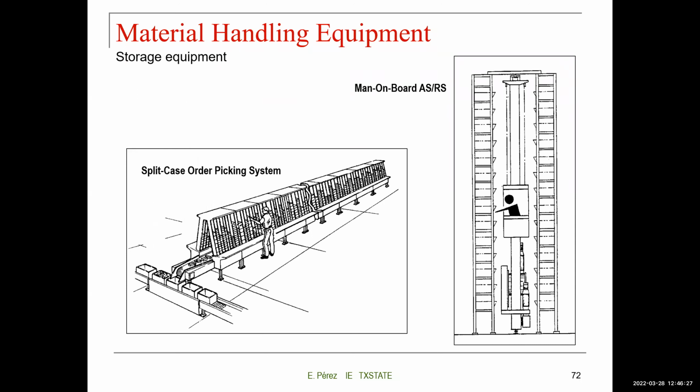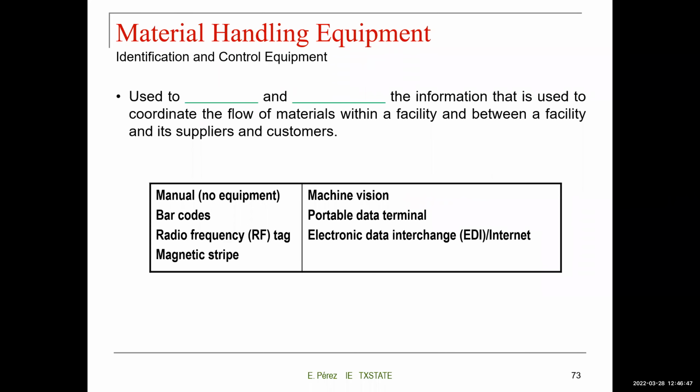So those are storage equipment. Again, these are more for designing a warehouse for a company that will need to put orders together, or a supermarket that will need to put orders together, and many other businesses. So moving forward, we have the identification and control equipment.